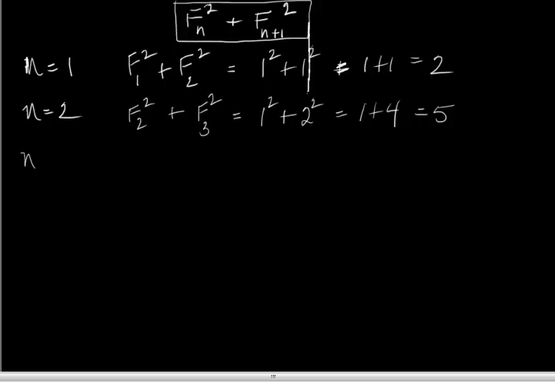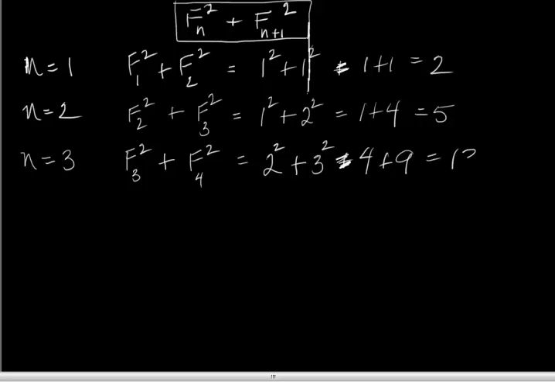Remember, we want to do at least 5 examples. If n is 3, then f sub n is f3, the third Fibonacci squared, plus the next one, the fourth Fibonacci squared, would give us, well, f3, if you count over, that's 2 squared, and the fourth Fibonacci is 3 squared. So we get 4 plus 9 is equal to 13.